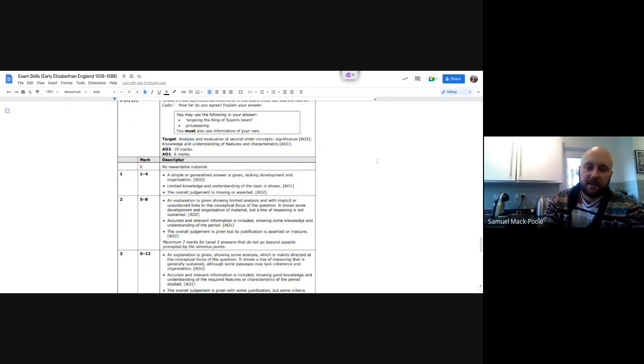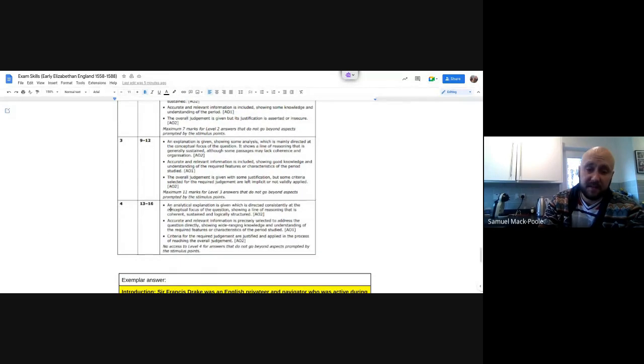So if you look, a simple or generalized answer, you don't want to be in that 1 to 4. You want to be down here in 13 to 16. You want an analytical explanation, which has reasoning. It's got to be coherent. It's got to be focused on the question. It's logically structured. Use your connectives. You're always told in English to use connectives, and I assume they call them connectives in English.